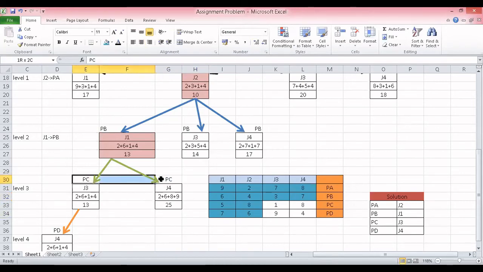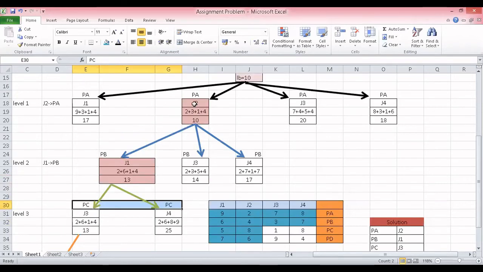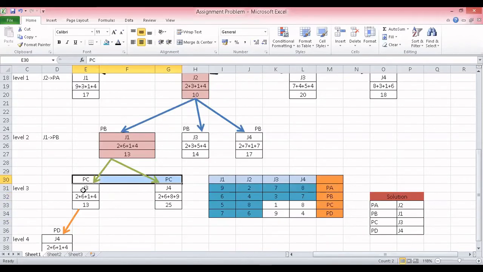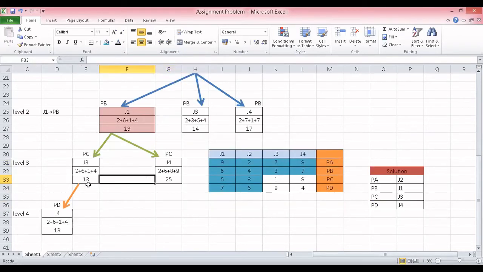When we consider person C, what are the jobs left out? Job 2 is already over. Job 1 is already over. The left out jobs are job 3 and job 4. No other jobs. You cannot take job 1 and job 2 here. Only job 3 and job 4 are left out. So we have to find two options.